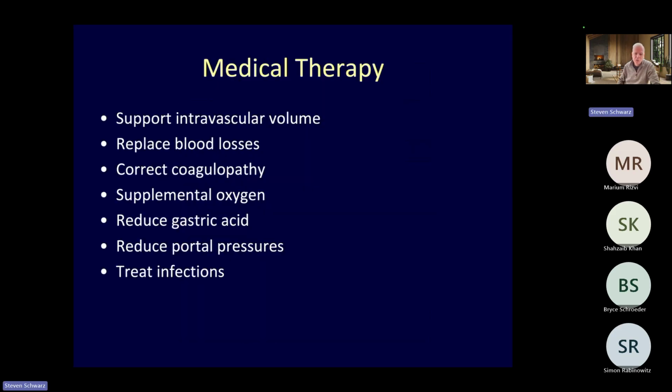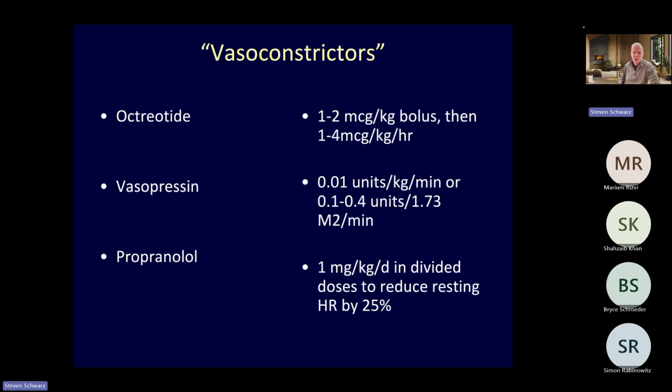Medical therapy, of course, again, support intravascular volume, replace blood loss, correct the coagulopathy, supplemental oxygen, reduce gastric acid, reduce portal pressure, treat infection. Vasoconstrictors, again, octreotide being the most common one for variceal bleeding. The others are there for your edification. It's not something we normally would use.